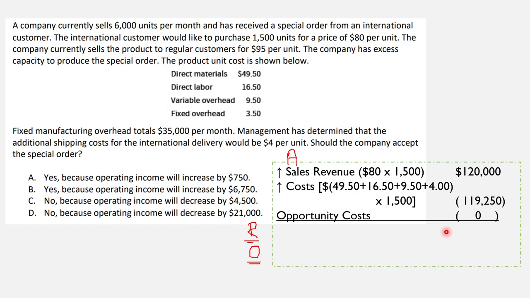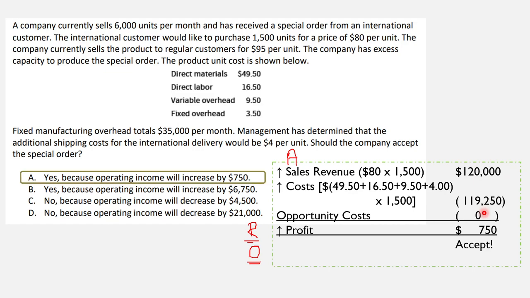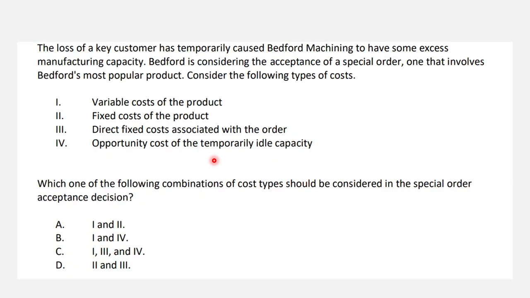Accepting the special order would mean our profit will increase by $120,000 minus $119,250, $750. Correct answer is letter A. We recommend that the company would accept the special order because the operating income will increase. By how much? Based on our calculation, it will increase by $750. Ganun tayo mag-isip pagdating sa special order sales. Next, how about this one?